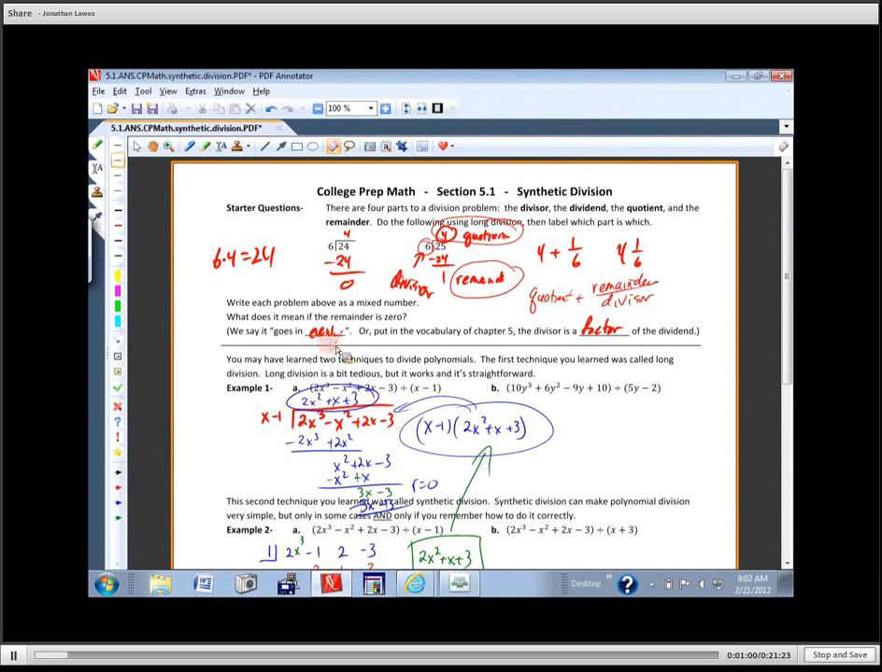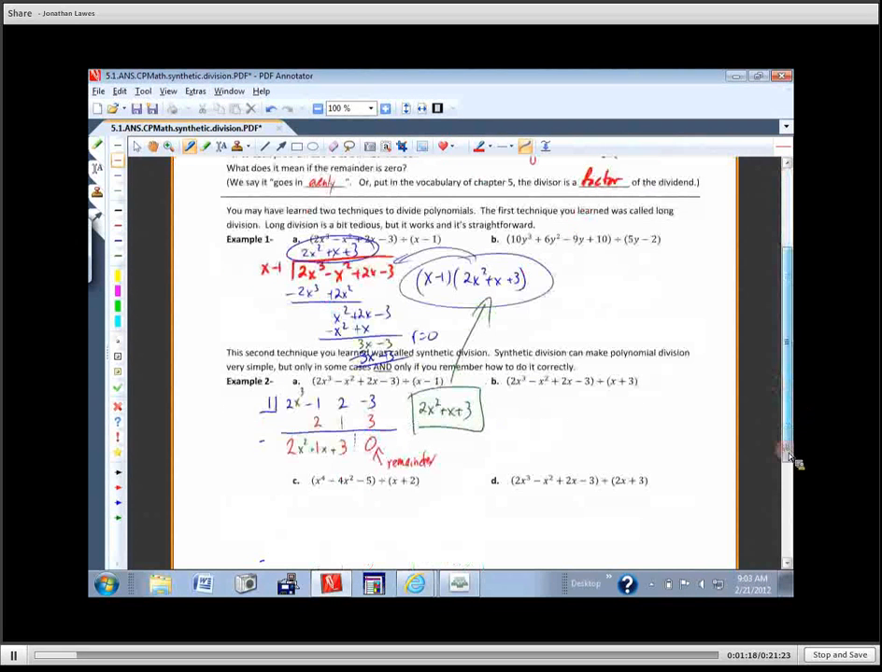And we say it goes in evenly if the remainder is 0. What that means is the divisor is a factor of what we're dividing it into. That's called the dividend. You don't have to worry about that vocabulary word, but you should know the others.